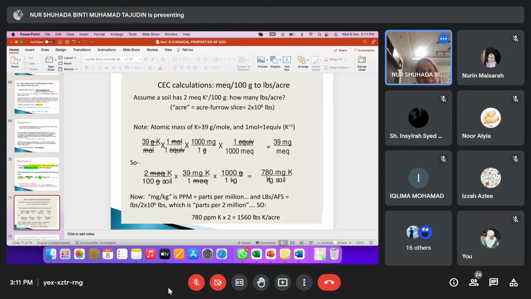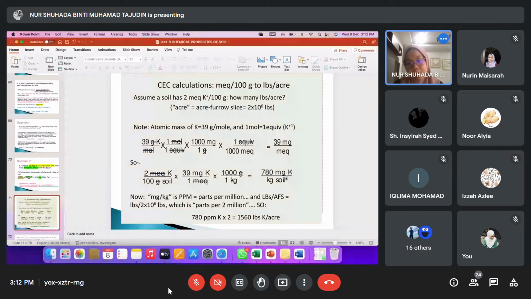Okay. But here dia nak convert to kg dulu. That's why 1 kg of soil equal to 100,000 gram kan. So we want to maintain that 1 kg, so please don't slash the kg kan. Okay, so convert. It's 780 mg K per kg soil. Okay, in words kita call it as in 1 kg of soil ada 780 mg K.